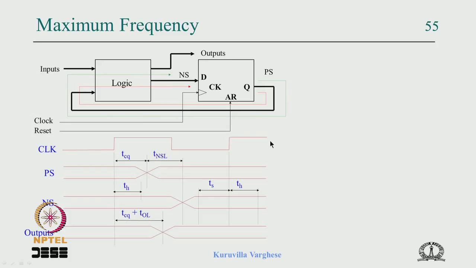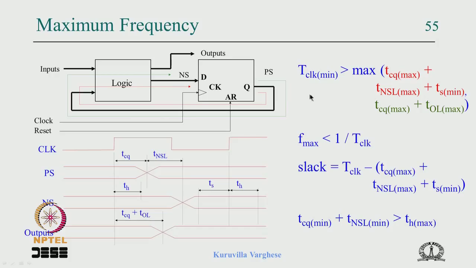So what I say is that the minimum clock period should be the maximum of TCQ plus T next state logic plus T setup time, or TCQ plus T output logic, because the output has to appear at the output, okay. And normally, in most cases, if it is close together, we can imagine that this is larger than this quantity. But one issue is there, we don't know where this output is going.